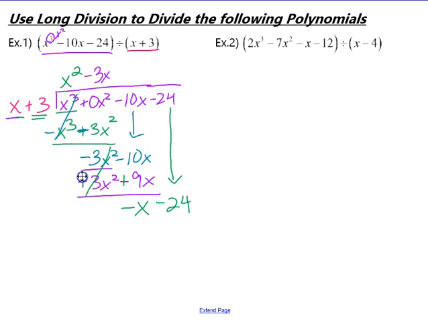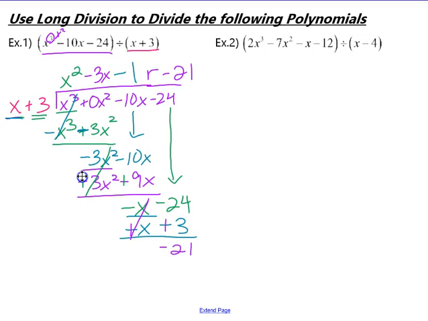And then let's go ahead and take our negative x divided by x. So that gives us a minus 1. Then minus 1 times x gives us a negative x. And a negative 1 times positive 3 gives us a negative 3. And so we're going to subtract one more time. So we change our signs to subtract. Negative x plus x cancels to give us 0. Negative 24 plus 3 is negative 21. And this is going to be our remainder.